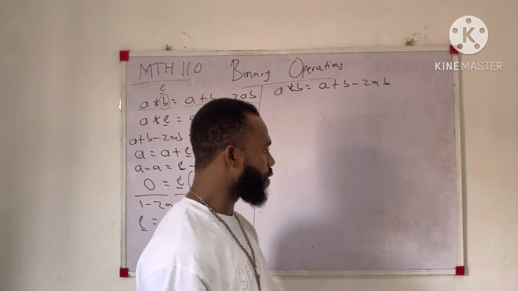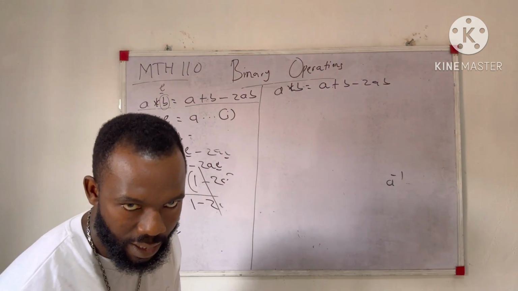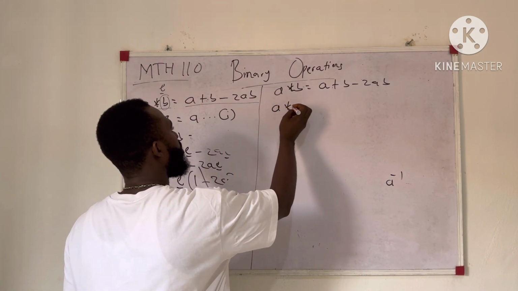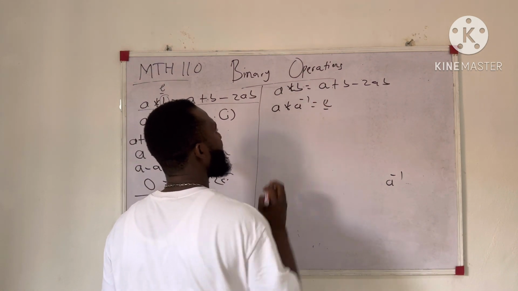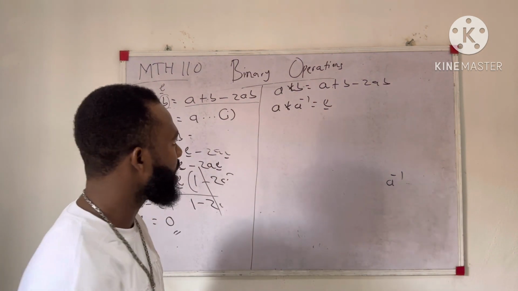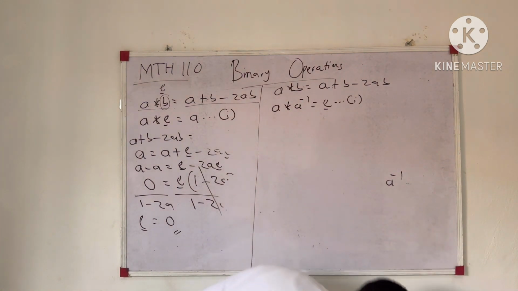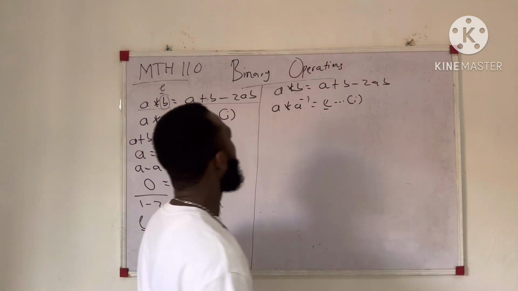Now, what is the inverse of A? The inverse of A is written as A raised to the power of minus 1. So if we do that, here becomes A operation A inverse is equal to the identity. It is always equal to the identity. So this becomes equation number 1.